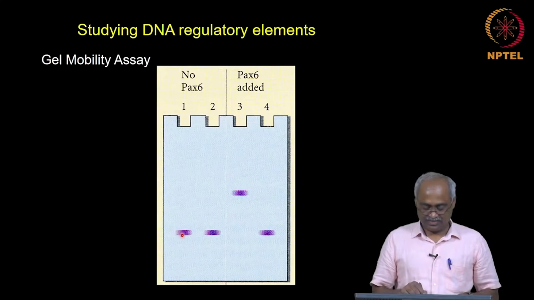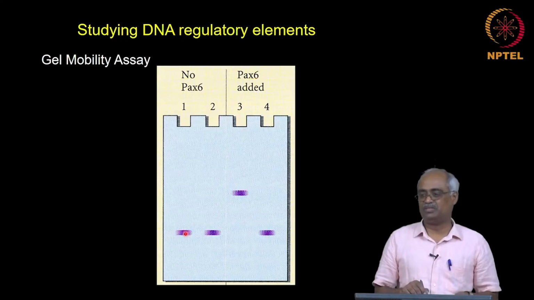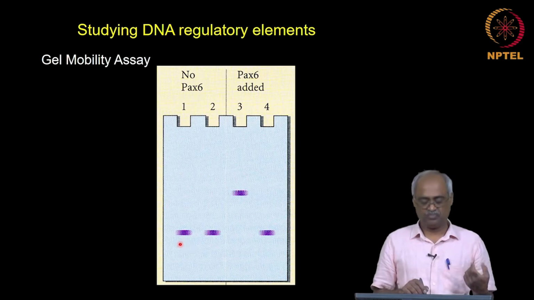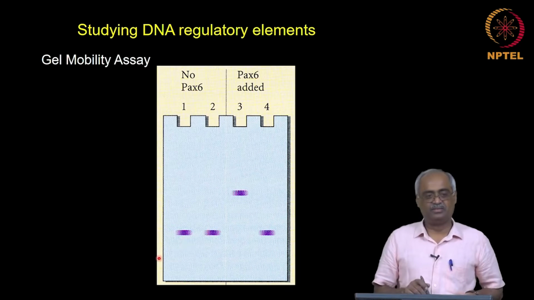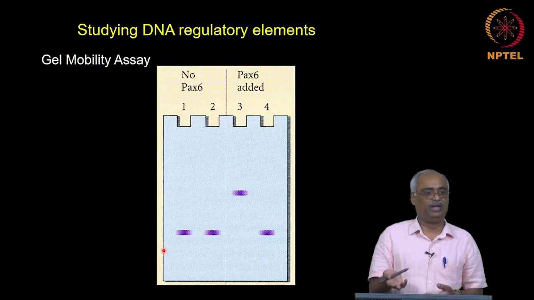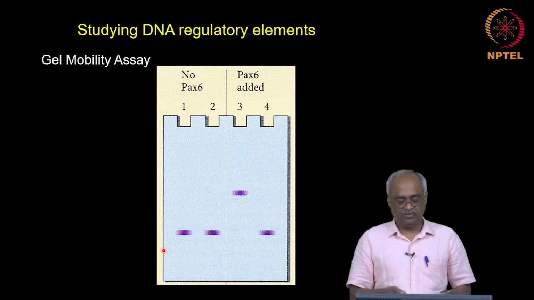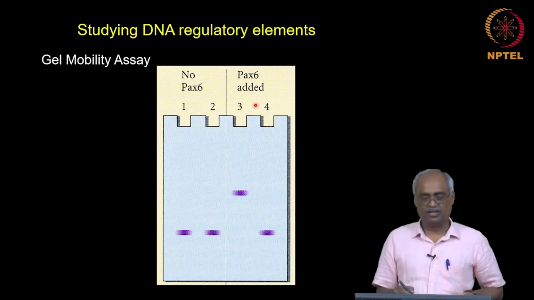So you take a radio labeled version of the DNA fragment you want to test, whether it interacts with a given protein. Then you incubate it with the protein. It may be either purified protein or a cell lysate where the protein may be present. So you incubate with it and then you run it on a gel.